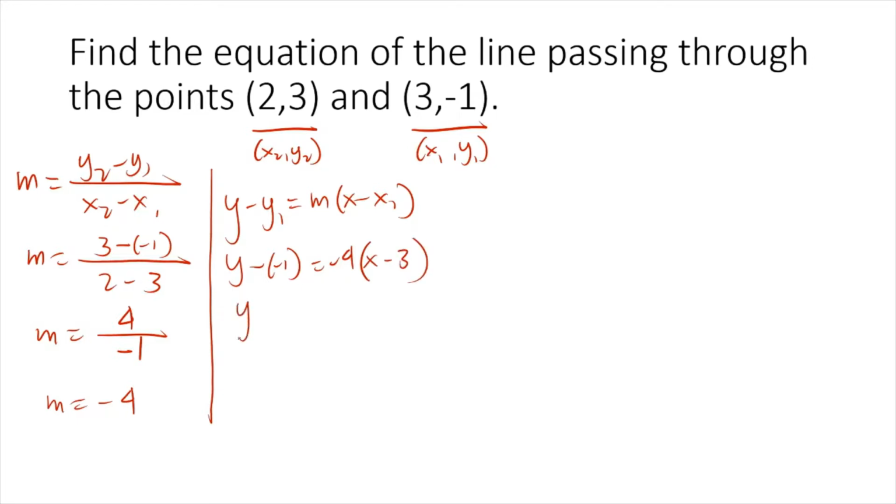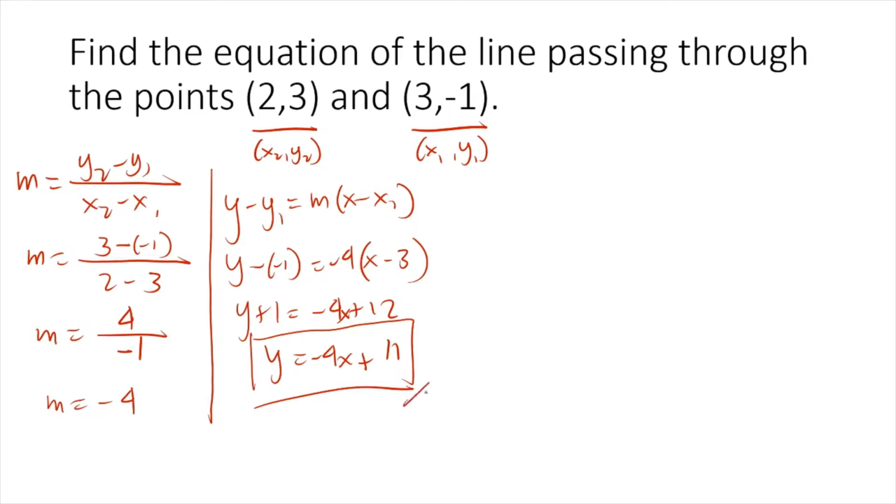So we get what? y plus 1 equals -4x plus 12. Isolating y, we get -4x plus 11. Okay, so this is another equation of the line that passes through the points (2, 3) and (3, -1).